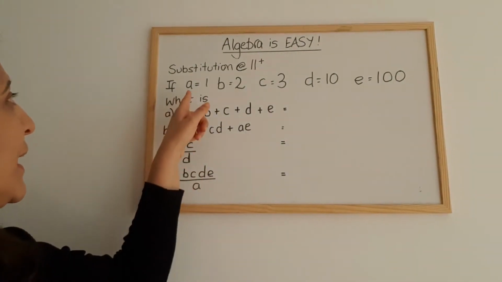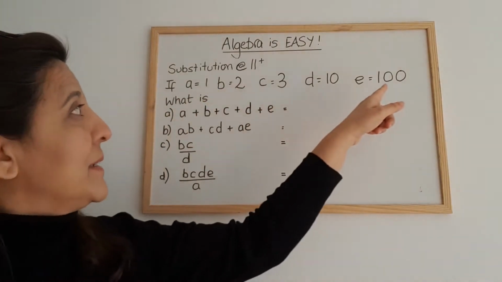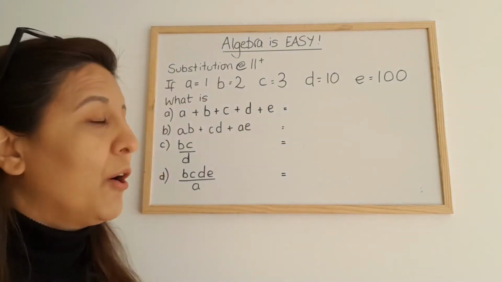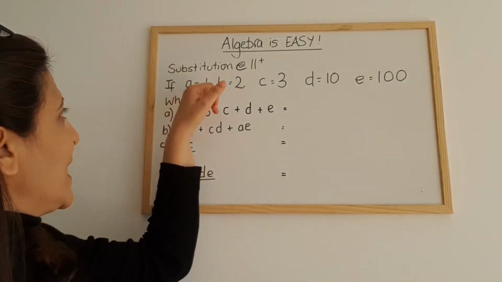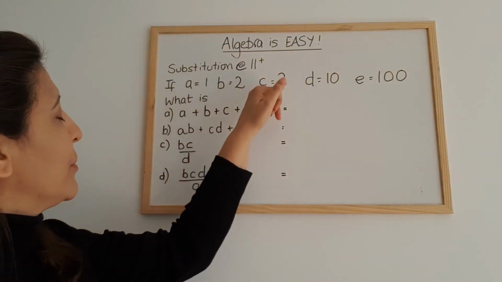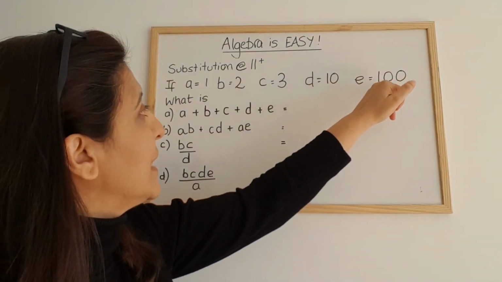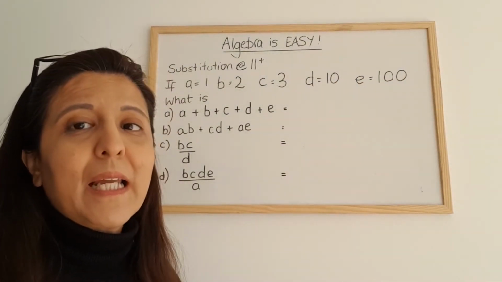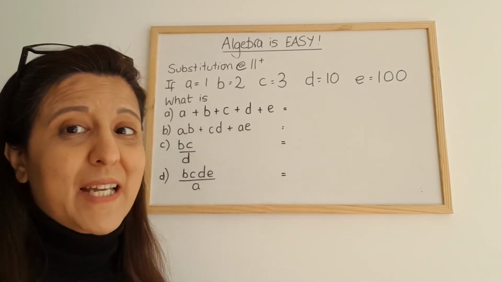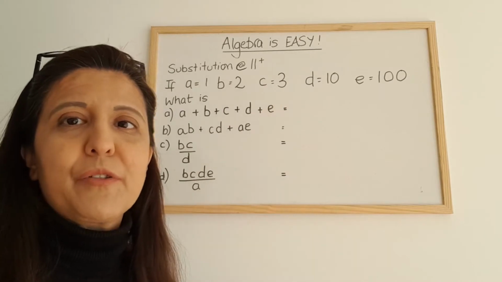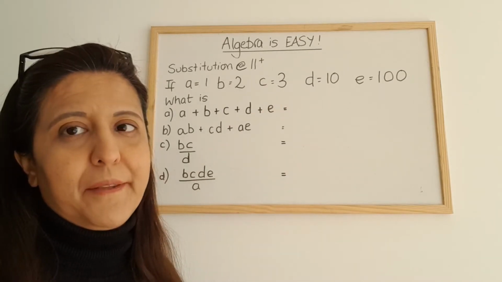So in this case, I've given you some letters and I've said they're equal to certain numbers. Okay, so I'm going to let A equal 1, B equal 2, C equal 3, D equal 10, and E equal 100. Now, it's quite important to understand I could have picked any number, I could have picked any letter, it didn't matter. I've just picked those for now, and we're going to work with them.